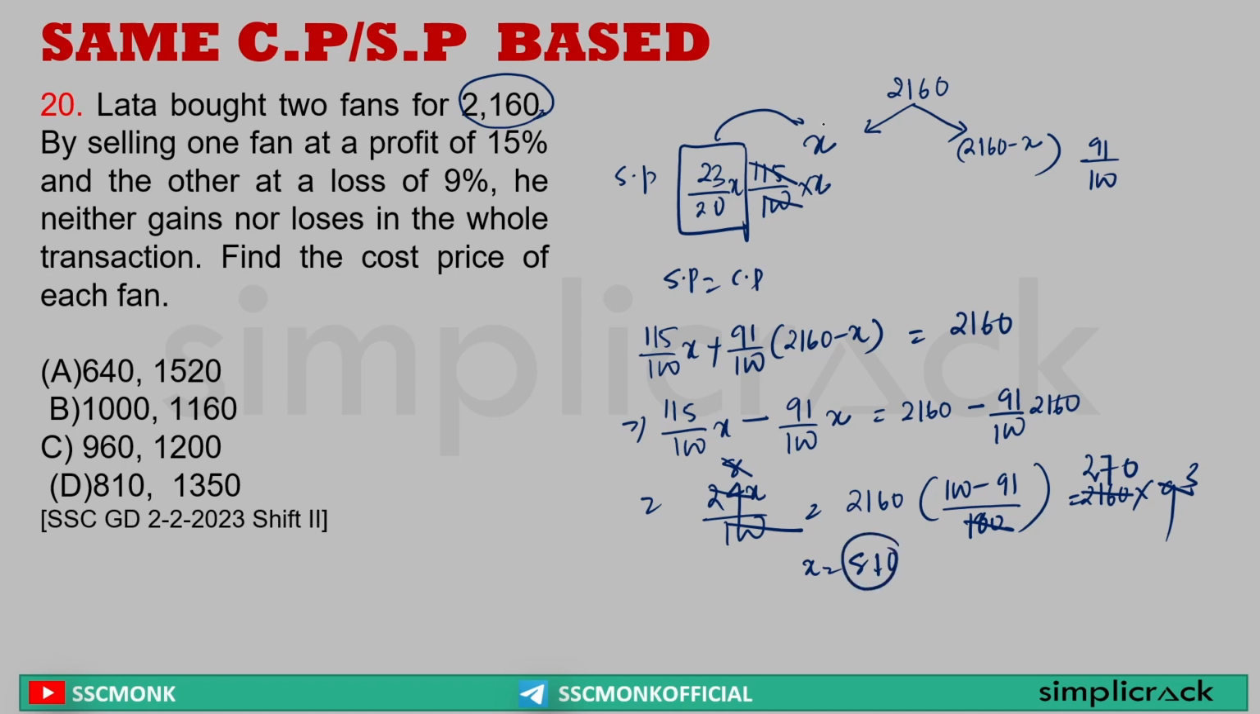One article's cost price is 810. In all the options, only one option matches here, so that is the right answer. Clear? Yes or no? Tell me. Got it? So this is how you can solve the whole question.